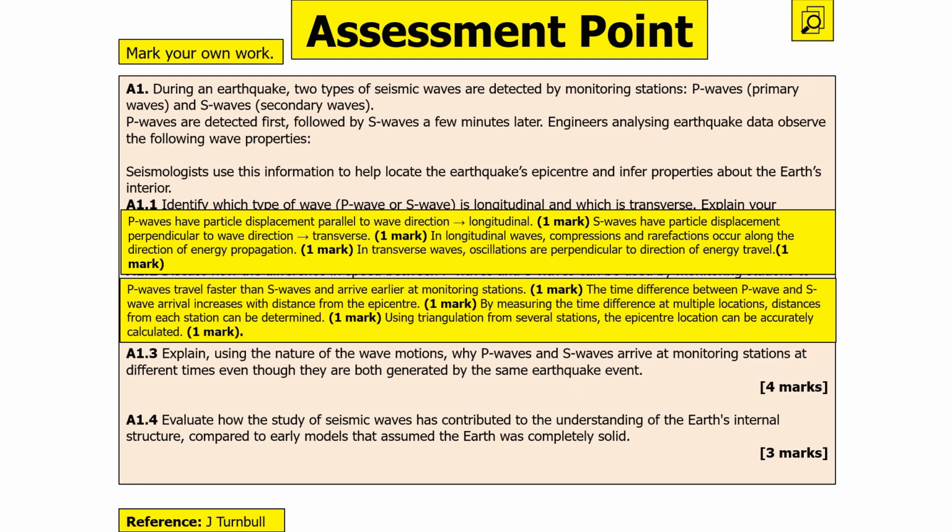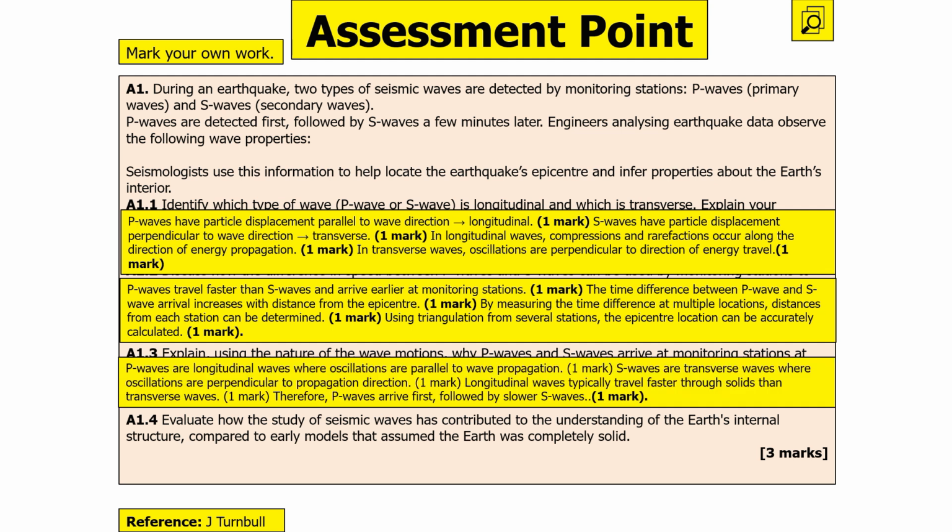Next, P waves travel faster than S waves and therefore arrive earlier at monitoring stations. The time difference between P and S wave arrival increases with distance from the epicenter. Now, by measuring the time differences at multiple locations, the distance from each station can be easily determined. Now, using triangulation from several stations, the epicenter location can be calculated accurately.